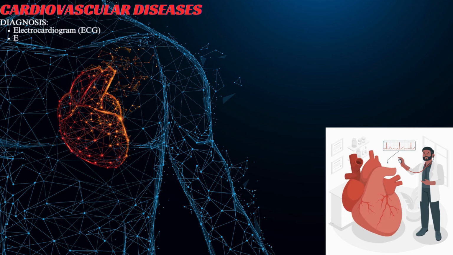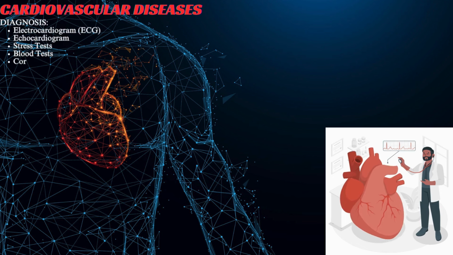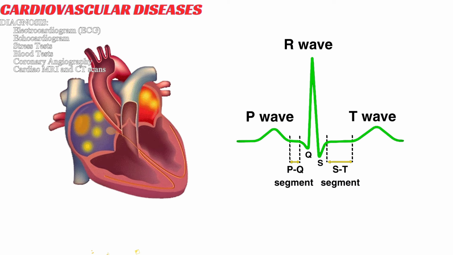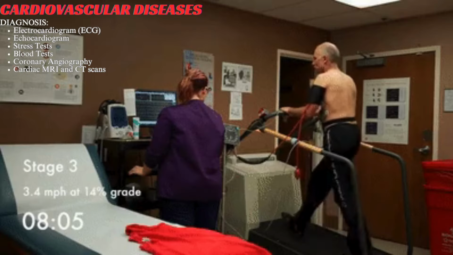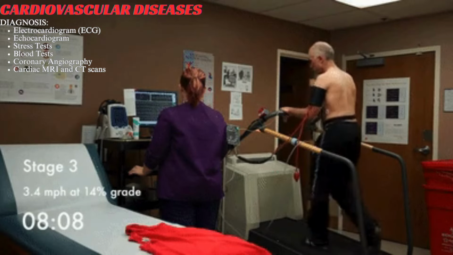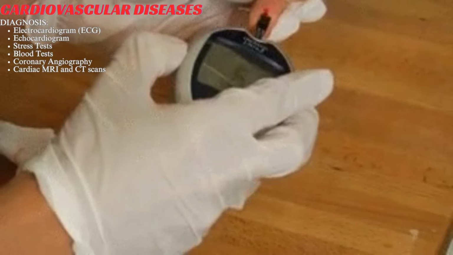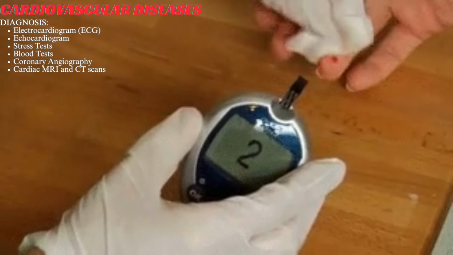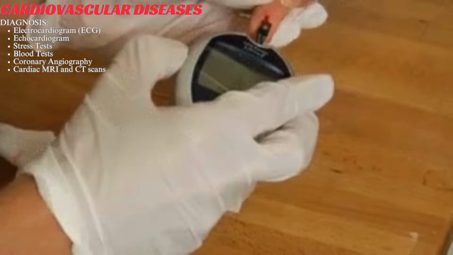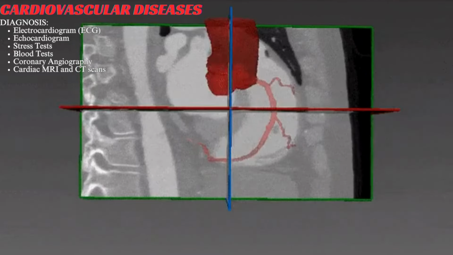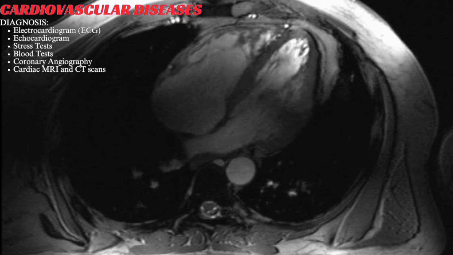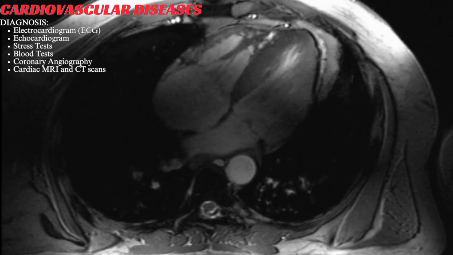Diagnosis. Diagnosing CVDs involves a combination of medical history, physical examination, and diagnostic tests, including electrocardiogram, ECG, which measures the electrical activity of the heart. Echocardiogram, ultrasound imaging of the heart. Stress tests, assess how the heart performs under physical stress. Blood tests, check for markers of heart damage or risk factors like cholesterol and glucose levels. Coronary angiography, imaging of the coronary arteries using contrast dye and X-rays. Cardiac MRI and CT scans, detailed imaging of the heart and blood vessels.